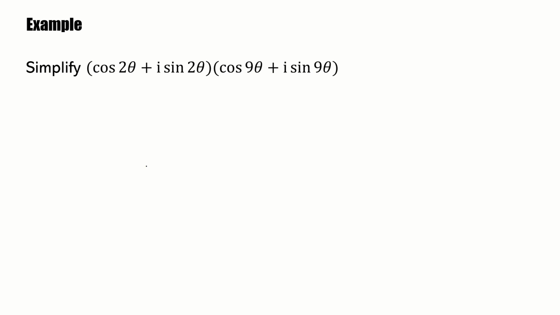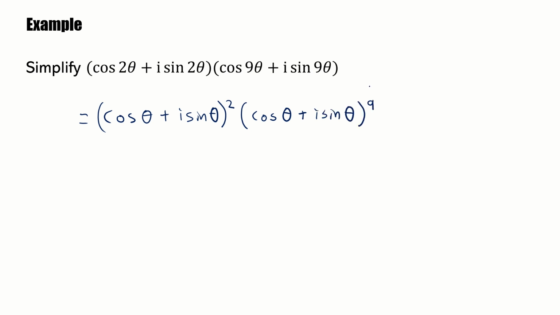So the first thing we're going to do is realise that in these two expressions we can move the number in front of the theta to the outside as a power. I'm going to rewrite cos 2 theta plus i sine 2 theta as cos theta plus i sine theta all to the power of 2. Then we can do the same thing with the other expression. That can be rewritten as cos theta plus i sine theta, but this time to the power of 9, because of the 9 as the coefficient inside the trig functions.